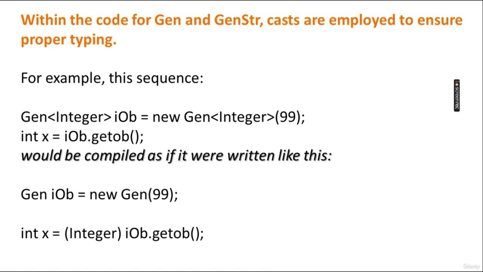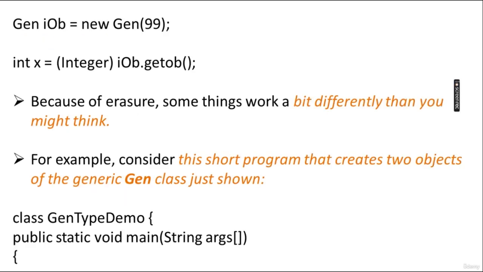Generic<Integer> iObject = new Generic<Integer>(99); int x = iObject.getObject(); would be compiled as if it were written like this: Generic iObject = new Generic(99), and iObject.getObject() will be cast to the wrapper class Integer. Okay. So casts are employed here to ensure proper typing, or type casting.